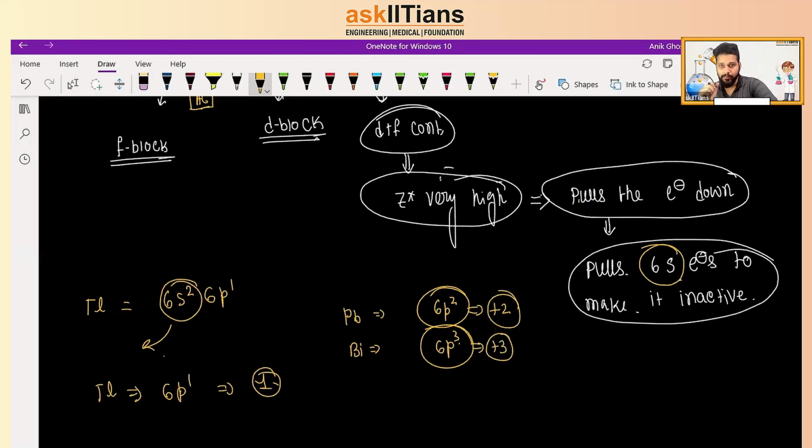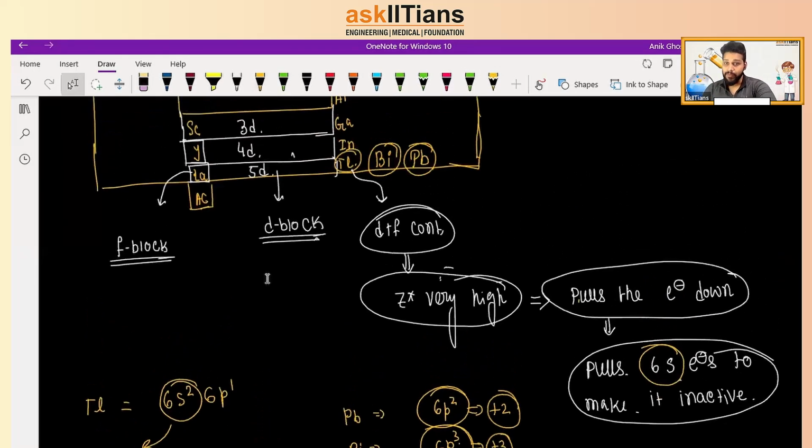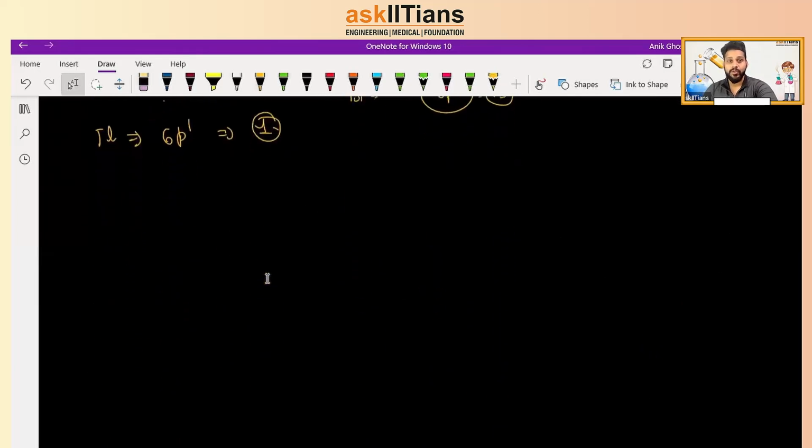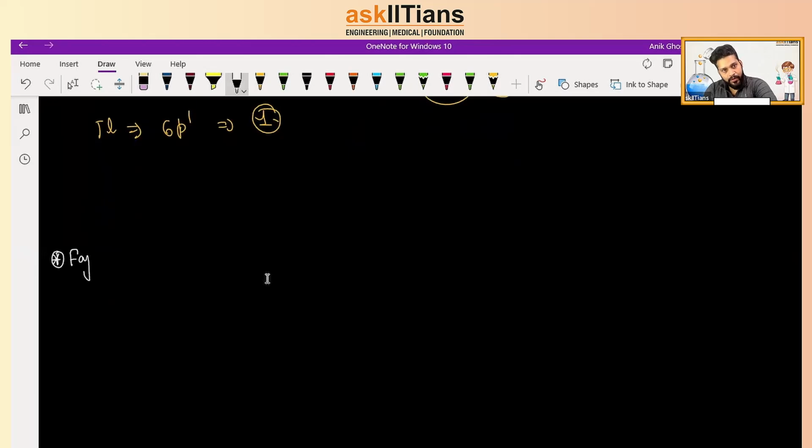Now, this was, guys, our concept of inert pair effect. That would be very, very important for us in group 13, group 14, as well as group 15. Now, the second concept that I'm going to go for is called Fajan's rule. This is also very, very important for this topic, for this particular group specifically. The Fajan's rule.